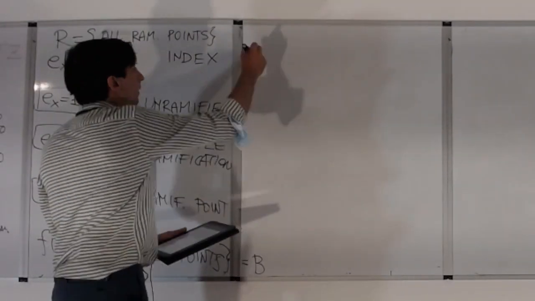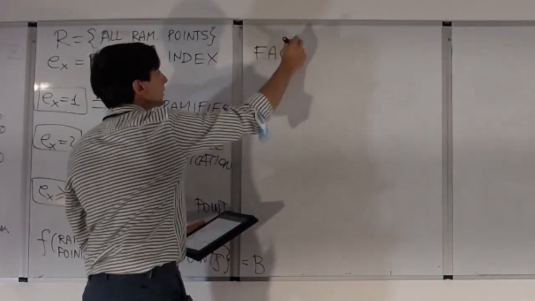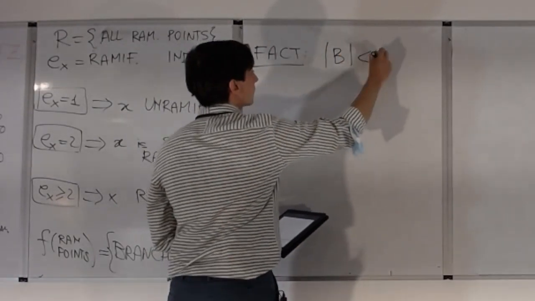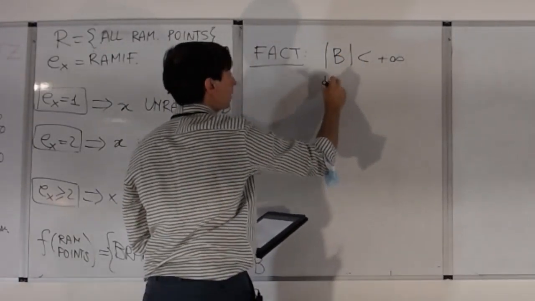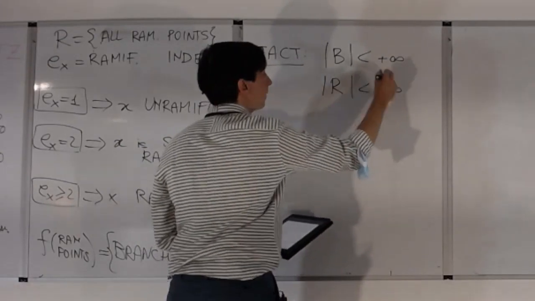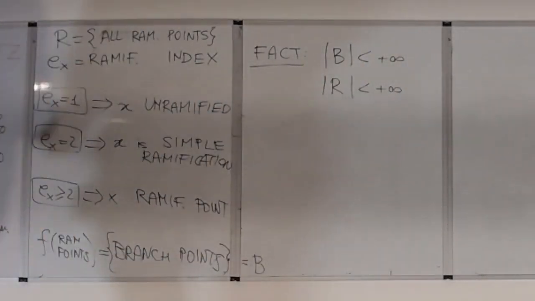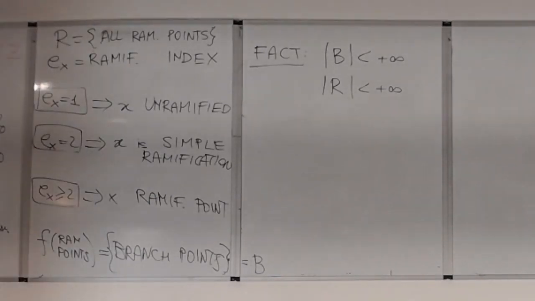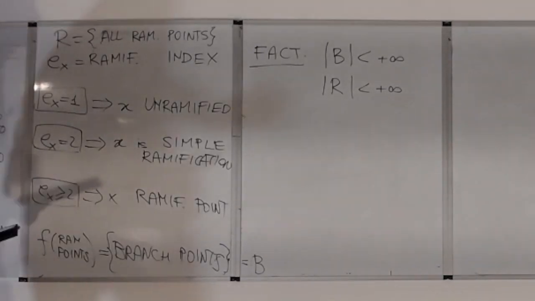So there is a fact, that the cardinality of B is finite, and the cardinality of R is finite, because we're dealing with holomorphic maps. So we are happy, because now we can list them.